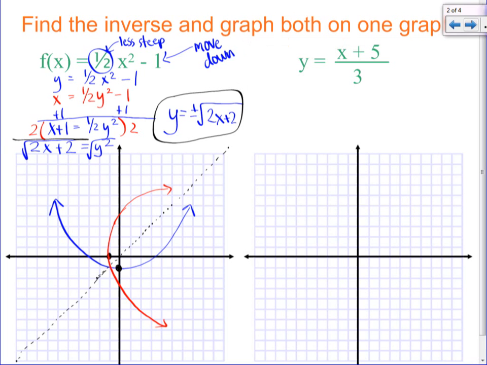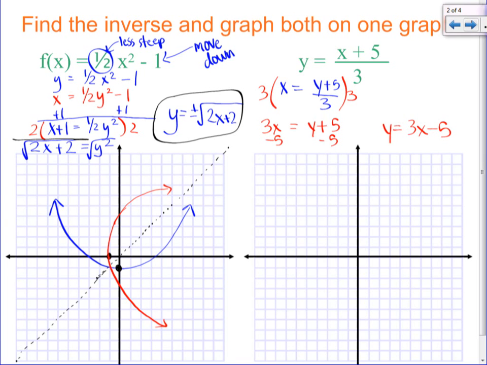Okay, let's try this one. So we're going to switch x and y first. So we'll say x equals (y plus 5) over 3. We're trying to get y by itself, so what should we do first? I heard some people whisper it. Times by 3. So now we've got 3x equals y plus 5. The 3's canceled out. And then we just subtract 5. So we've got y equals 3x minus 5.